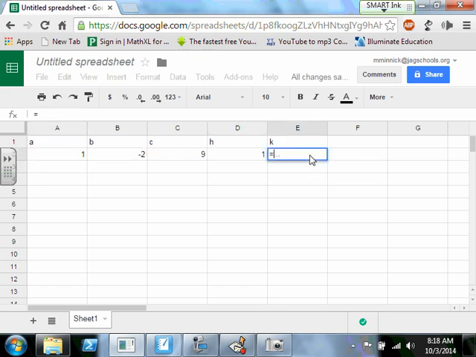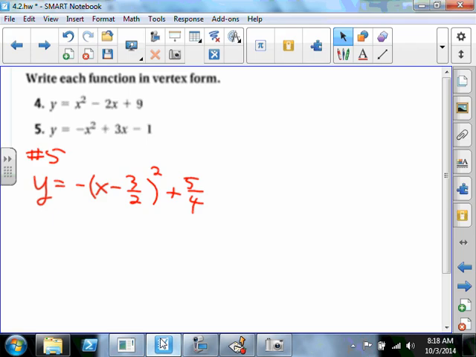And then my K is A times H squared, and then plus B times H, and then plus C. And so when I do that work, I get 1/8 for number 4. 1/8 for the vertex. And you might say, well, that's cheating. Well, it kind of is.